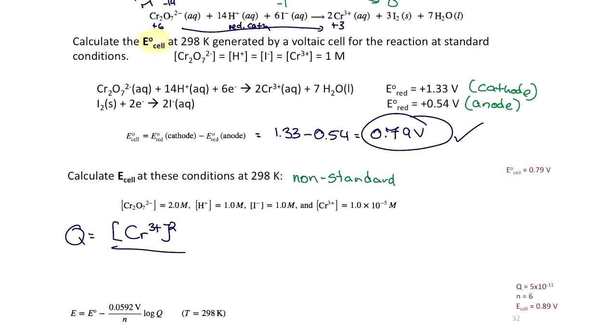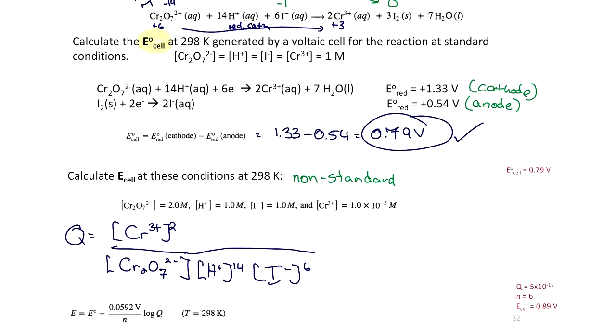Over my reactants, so my reactants are that chromium oxide compound. So one of those, I have 14 H pluses. So this is the H plus concentration to the 14th power. Yes, 14th power. And then I minus to the 6th power.